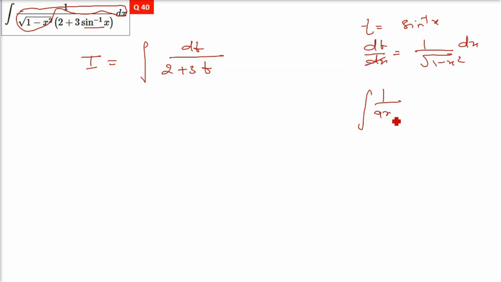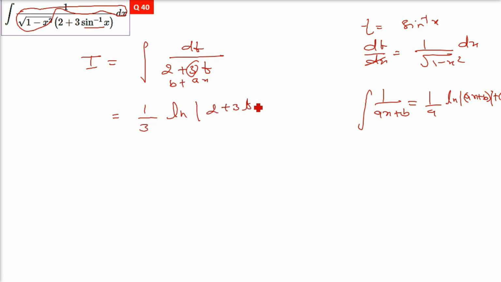When you take this 1 by ax plus b integration, you will get 1 by a ln modulus of ax plus b plus constant of integration. So this is what we are going to do here. Integration of this dt by 2 plus 3t, equate it with 1 by ax plus b. So 1 by 3 ln modulus of 2 plus 3t plus constant of integration. 1 by 3 ln 2 plus 3, what is t? We assumed it to be sine inverse x. So just replace it by this, plus constant of integration.